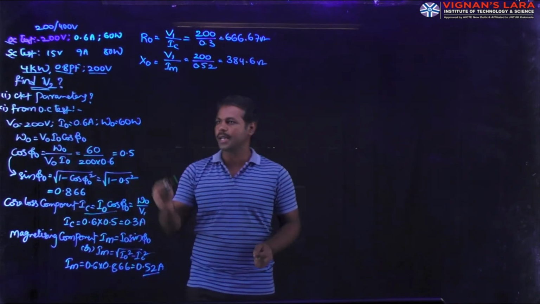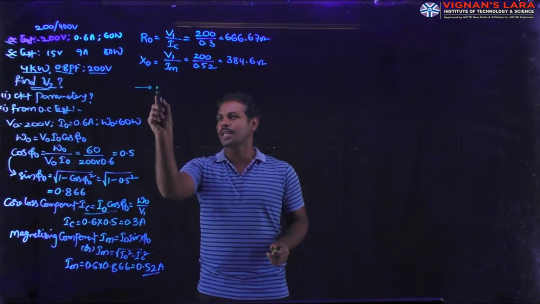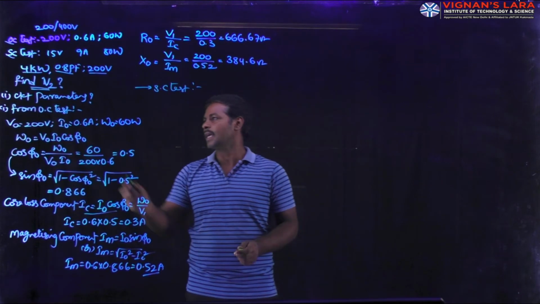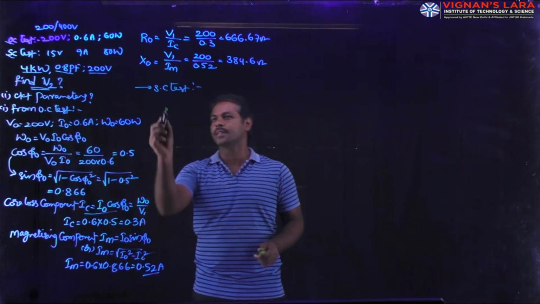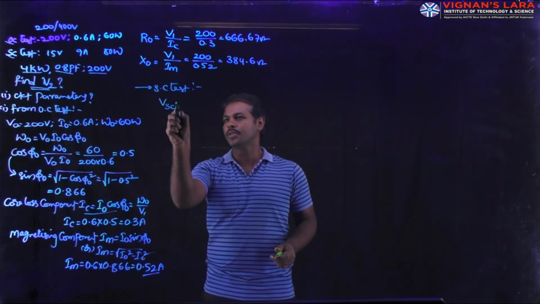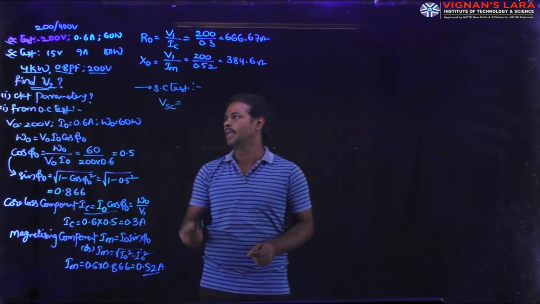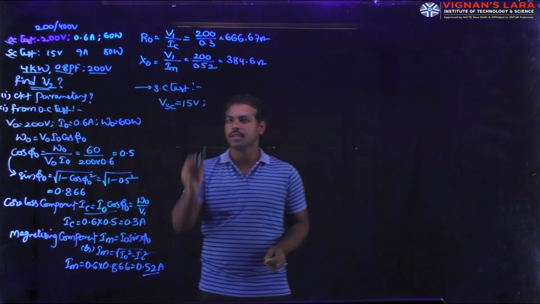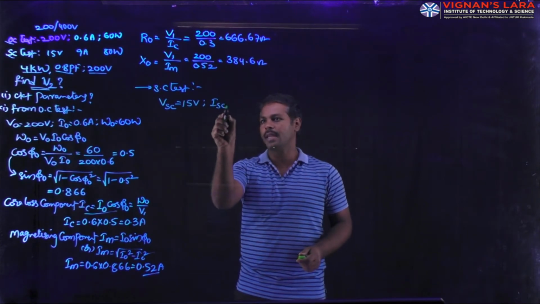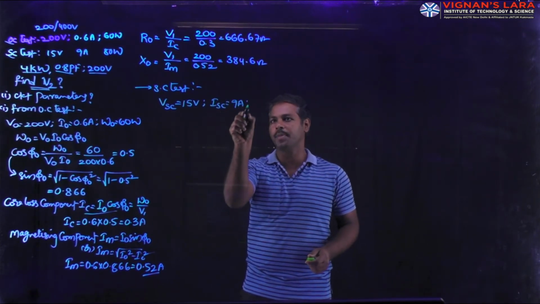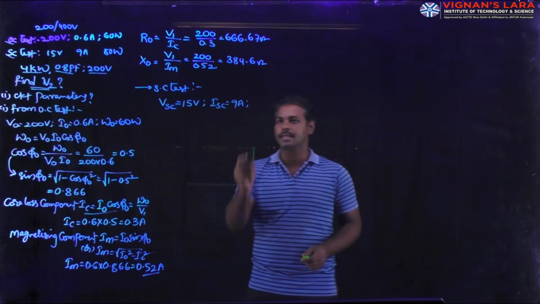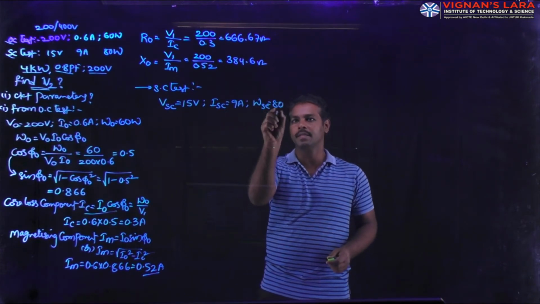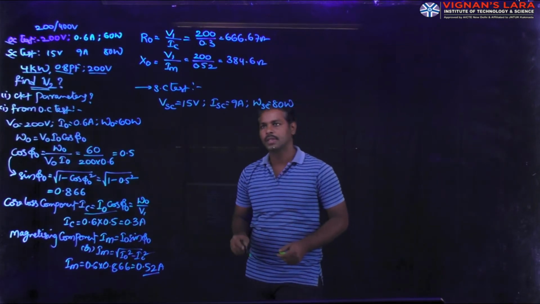The second one is the short circuit test. In this test we get three parameters. One is the short circuit voltage, denoted by VSC, equal to 15 volts. The second is the short circuit current ISC, equal to 9 amperes. The full load copper losses WSC is equal to 80 watts.